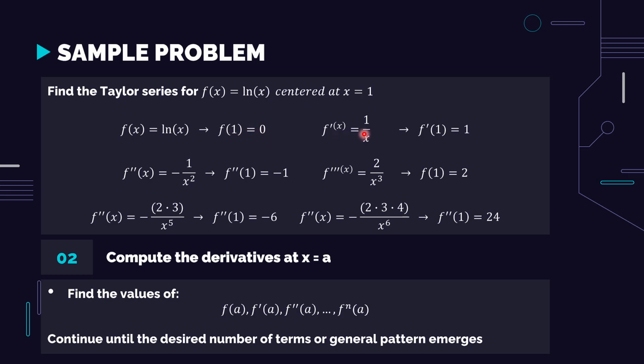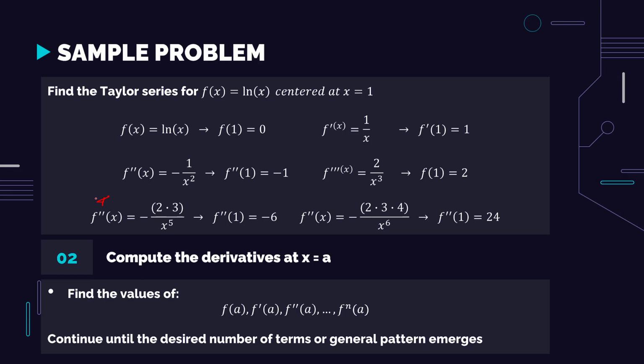Next, the first derivative of ln of x is 1 over x. Evaluating it, we have 1. Next, the second derivative is negative 1 over x squared, and evaluating it we have negative 1. Third derivative: 2 over x cubed, and after evaluating it we have 2. Fourth, sorry for the typo, it should be the fourth derivative.